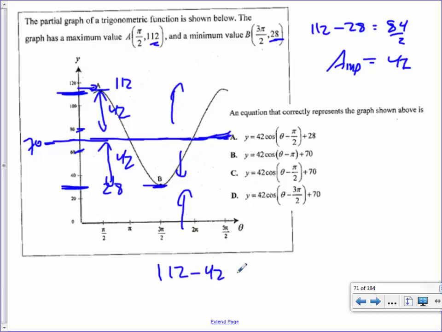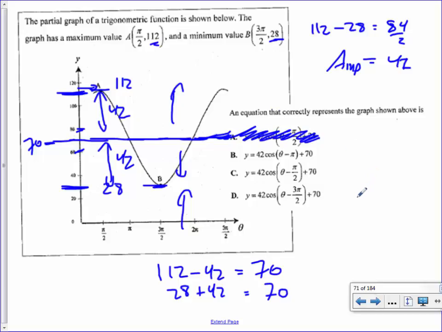If you go down 42, you get 70. Or your lowest value is 28. If you go up 42, you also get to 70. Therefore, 70 is the middle of the graph. So it's not A then.